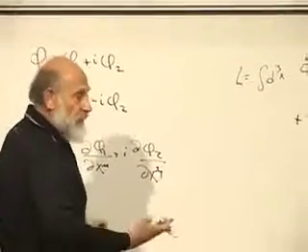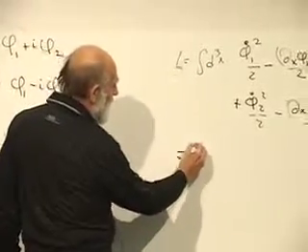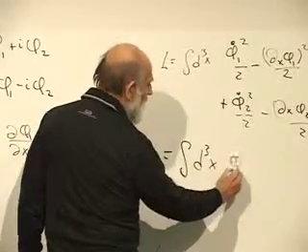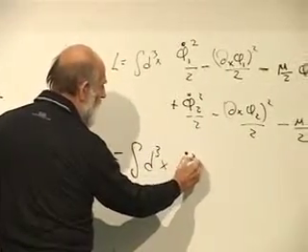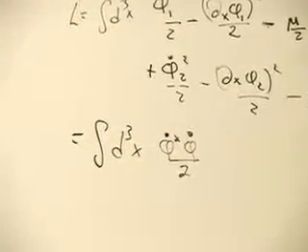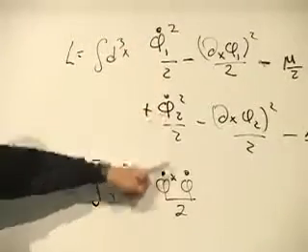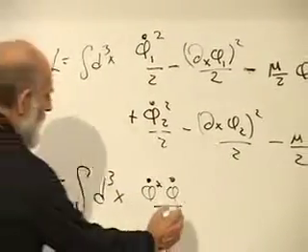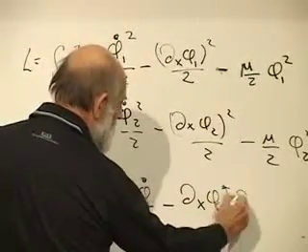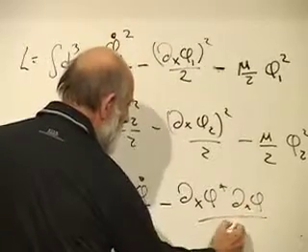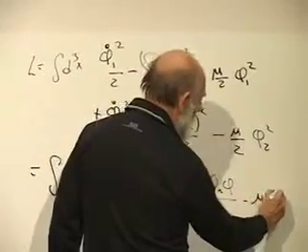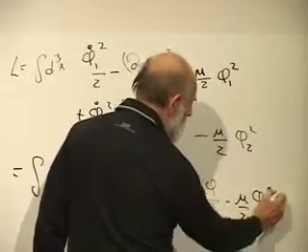So all of this can be simplified into the form integral dx phi dot star times phi dot over 2. This stands for phi 1 dot squared plus phi 2 dot squared. Likewise, for the spatial derivatives, dx phi star times dx phi over 2. And finally, minus mu over 2 phi star phi.